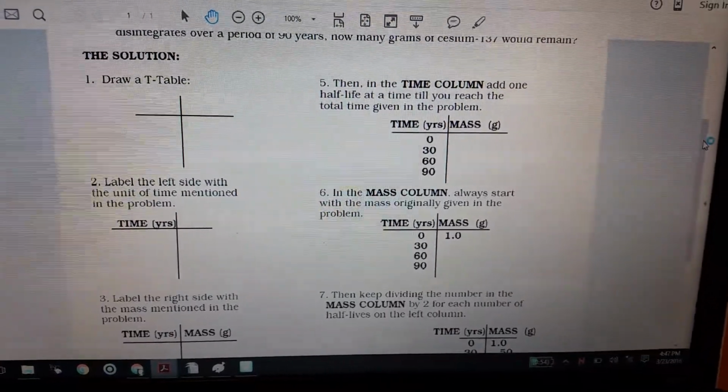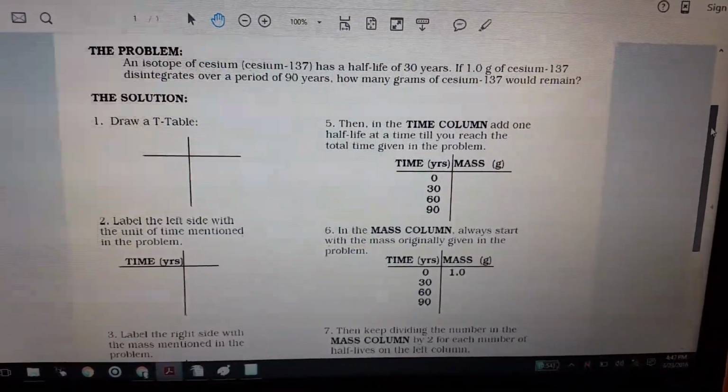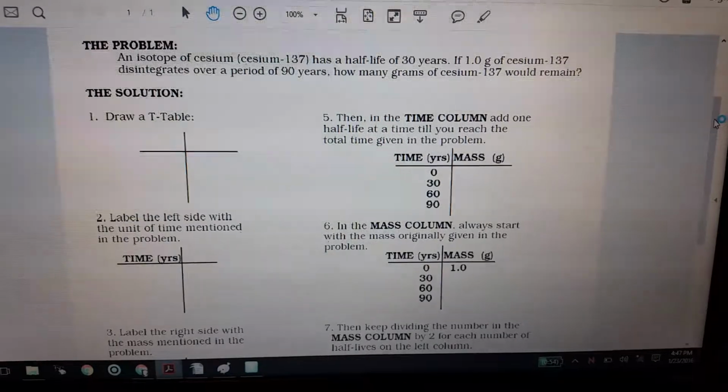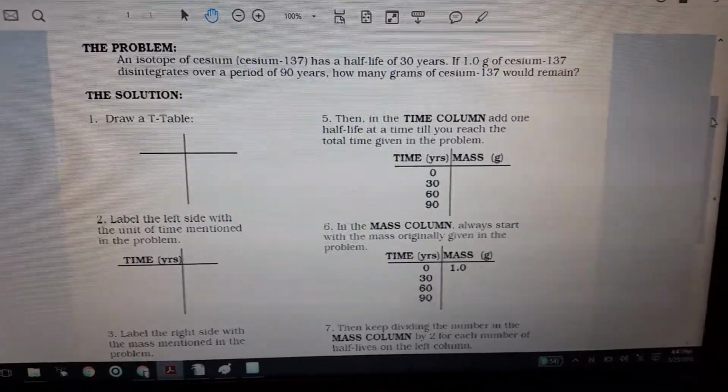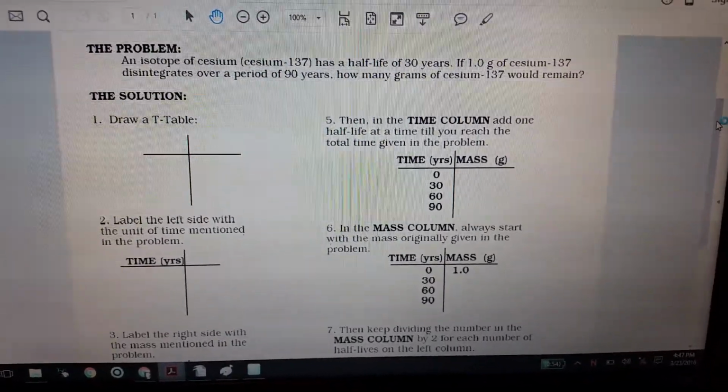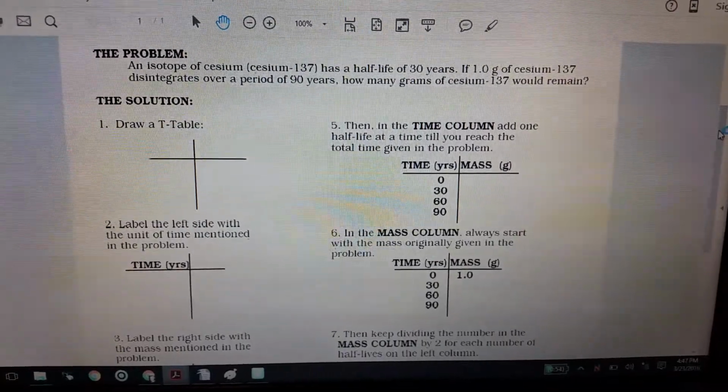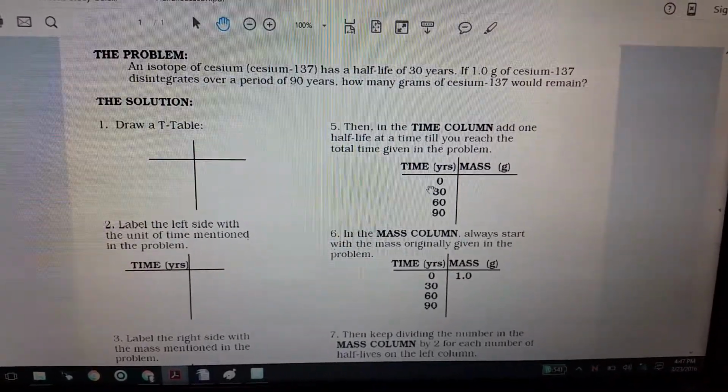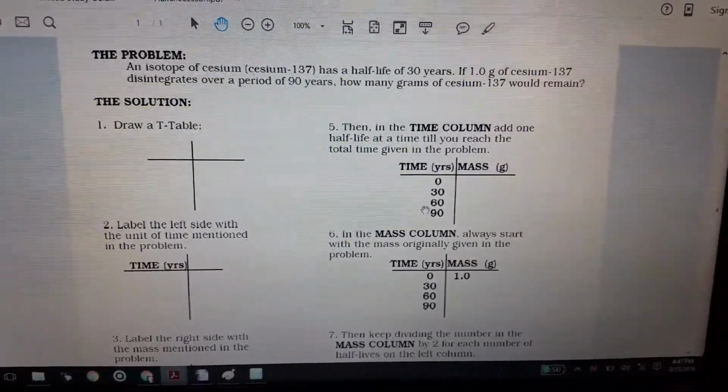So, for example, in this problem, they're telling you that cesium has a half-life of 30 years. So every 30 years, half of it is gone. And they're saying that it happens over a period of 90 years. So you go 0, 30, 60, 90. You're adding up all of those half-lives.